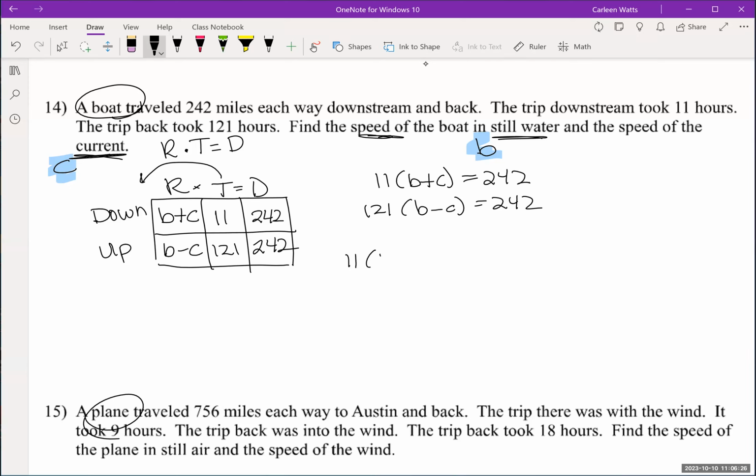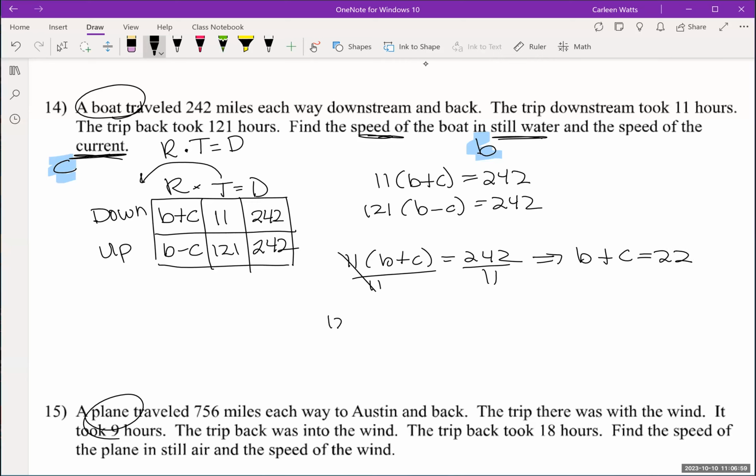Okay, 11(B plus C). Instead of dividing, I'm going to cancel the 11. See how it's actually getting canceled from both of them. So I'm going to have B plus C equals. I didn't do the shortcut last time. So 242 divided by 11 is 22.